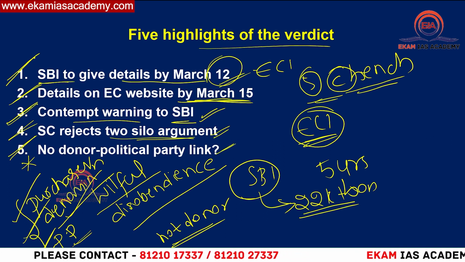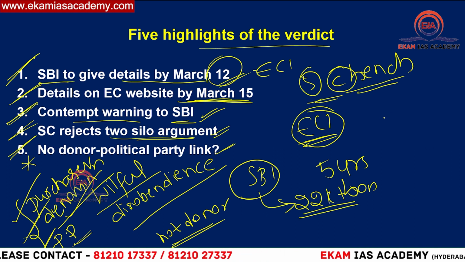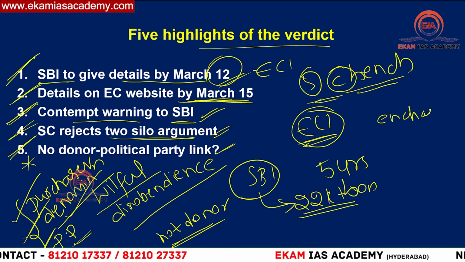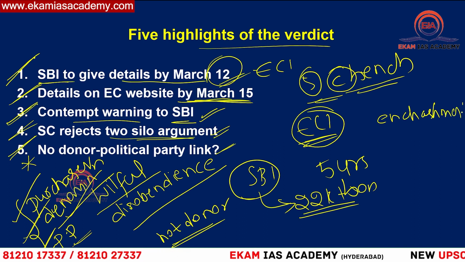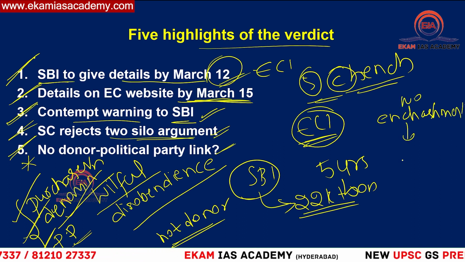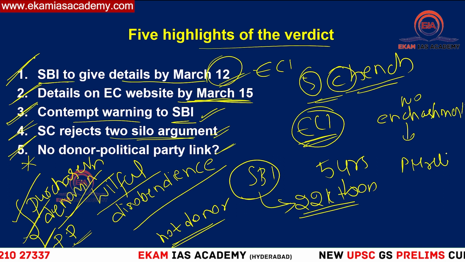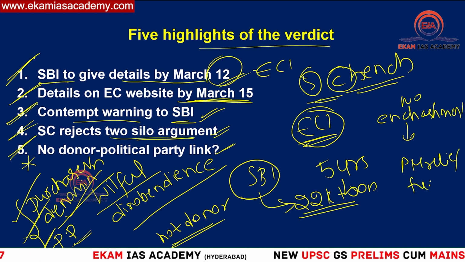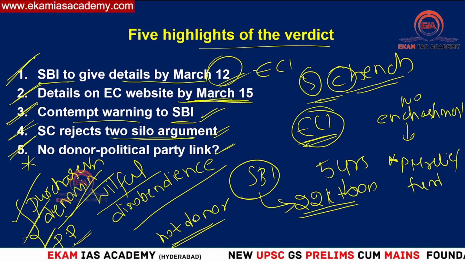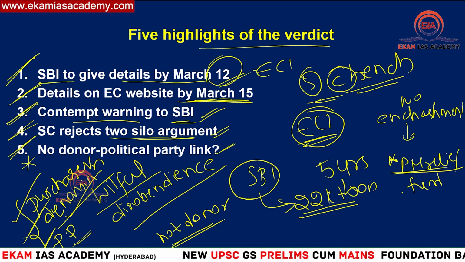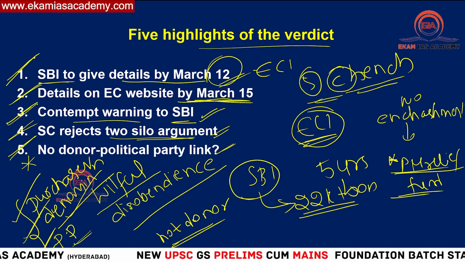You already know that if there is no proper encashment, or if any particular bond is not encashed by the political party, then what happens? This money will go to the Prime Minister's Relief Fund. This is a main provision of electoral bonds you need to remember. If any party doesn't encash, then that money will go to the Prime Minister's Relief Fund.